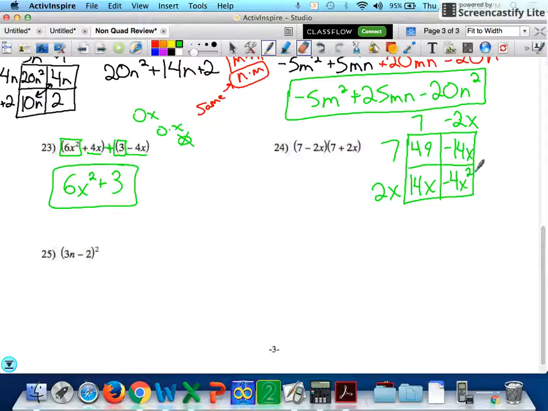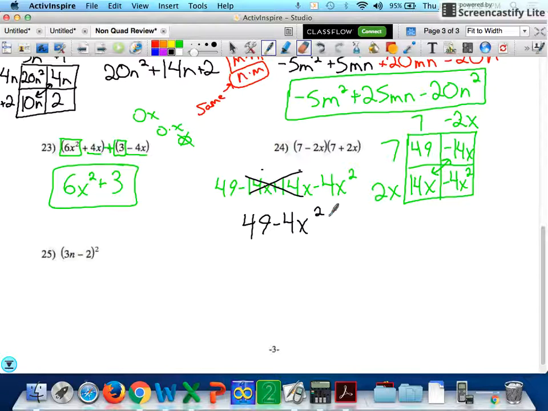Now, these are our 4 terms. Again, we have like terms on the diagonal, so you can go ahead and combine them and they actually cancel out. But just for the sake of showing it, I'm going to write it all out. We've got 49 minus 14x plus 14x minus 4x squared. Now it's very apparent to see like terms, and when they combine, they actually cancel because negative 14 and positive 14 is 0, just like on number 23. So what we have is 49 minus 4x squared.